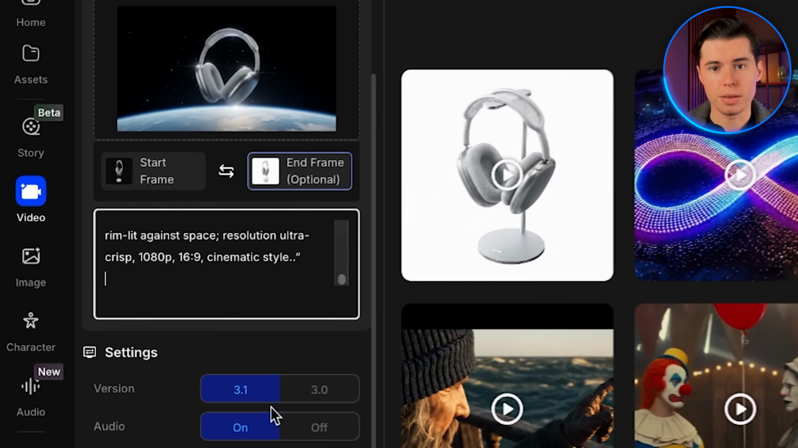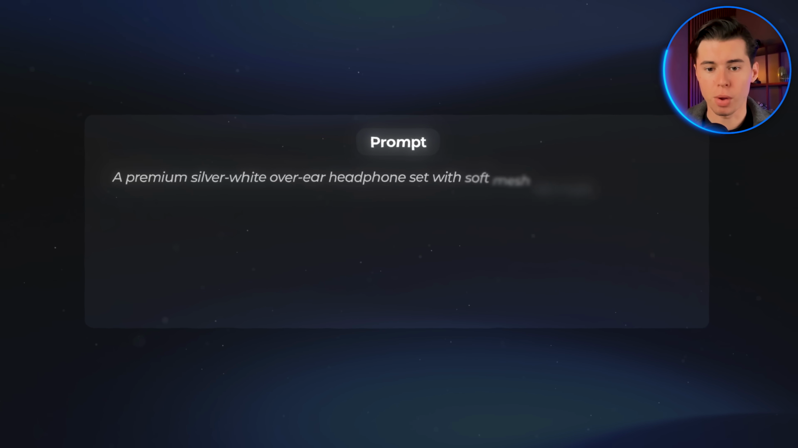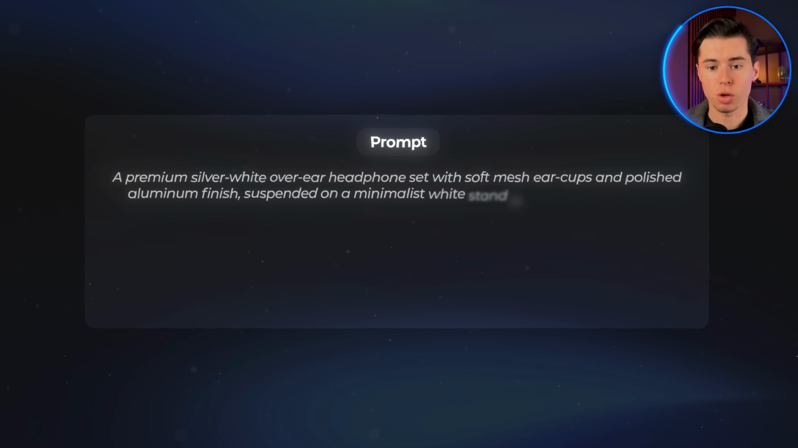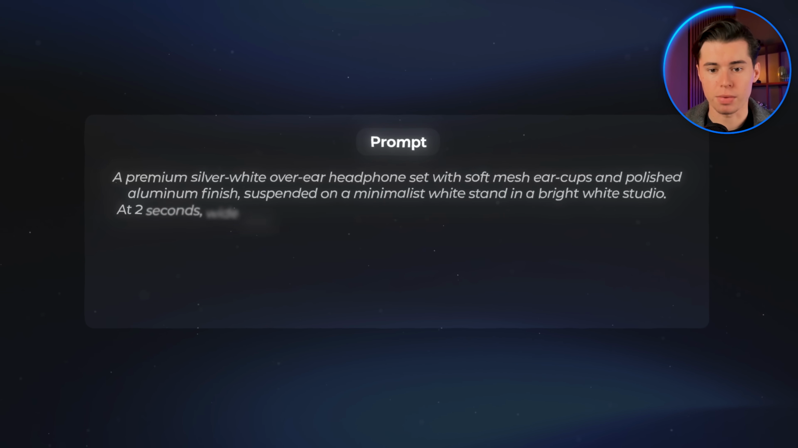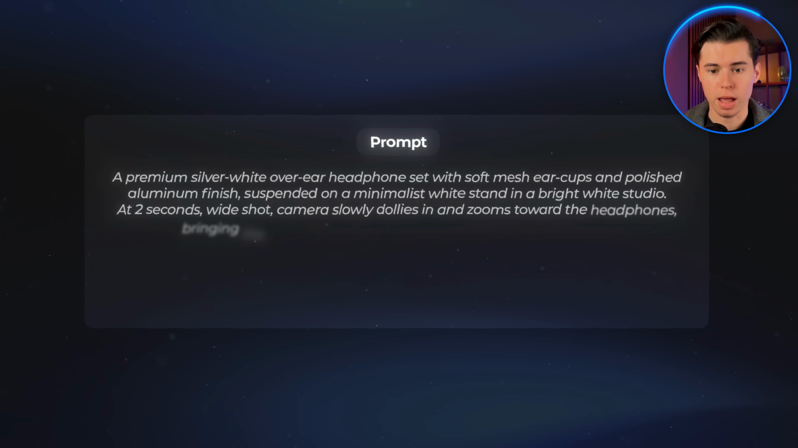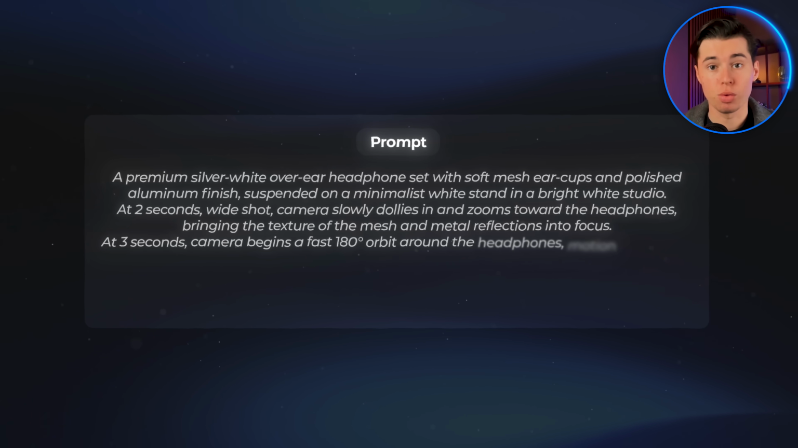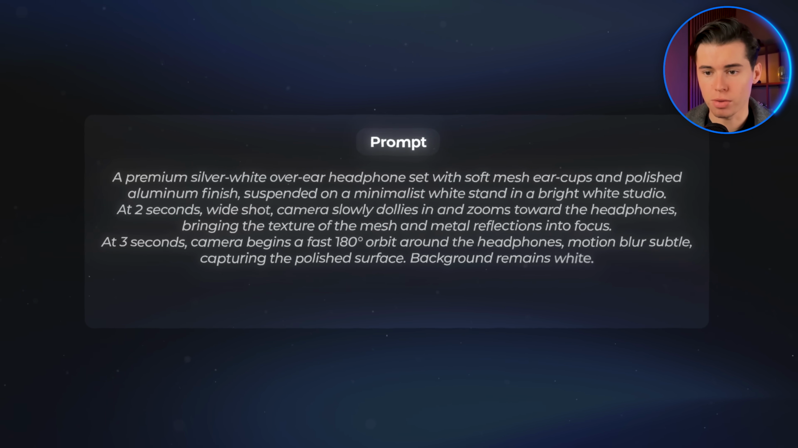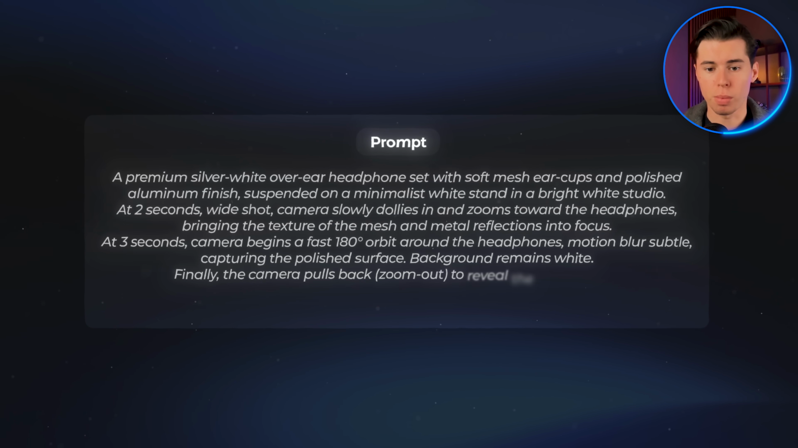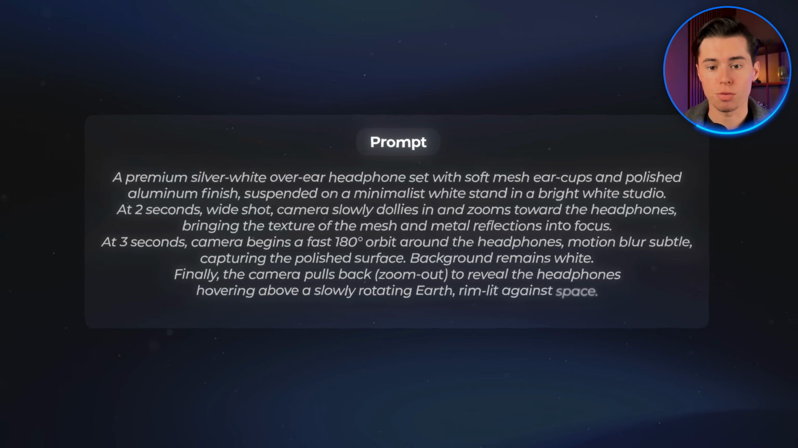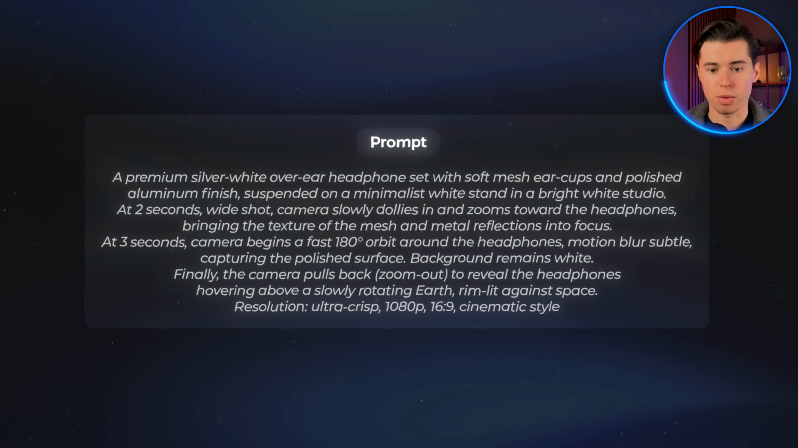So for the new prompt, I'll paste this: a premium silver white over-ear headphone set with soft mesh ear cups and polished aluminum finish, suspended on a minimalist white stand in a bright white studio. At 2 seconds, wide shot, camera slowly dollies in and zooms toward the headphones, bringing the texture of the mesh and metal reflections into focus. At 3 seconds, the camera begins a fast 180-degree orbit around the headphones, motion blur, subtle, capturing the polished surface. Background remains white. Finally, the camera pulls back, zoom out, to reveal the headphones hovering above a slowly rotating Earth, rim-lit against space, resolution, ultra crisp, 1080p 16:9 cinematic style.